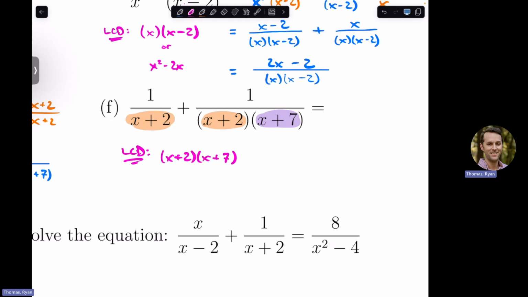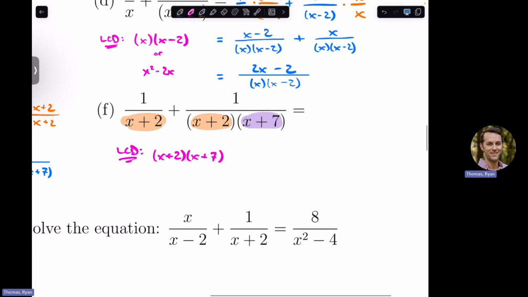This is basically the same as the one up at the top that was like a half plus a sixth, right? I don't need two factors of x plus 2. So I don't need to square it. That would be a common denominator. It's just not the smallest one. All I need is to have each piece that's here included somehow. All right, so x plus 2 times x plus 7.